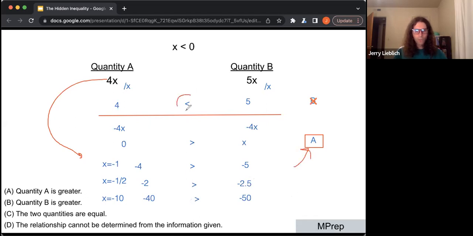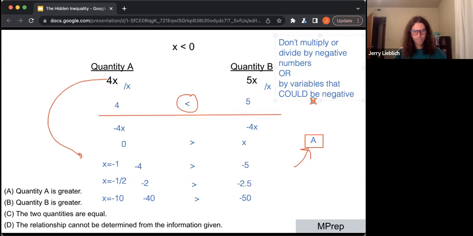So the question is, what went wrong over here? This comes back to what I was saying before about how when we're doing these, we don't multiply or divide by negative numbers or by variables that could be negative. So in this case, I'm told explicitly that x is negative. So I really want to avoid multiplying or dividing for exactly this reason. It gives me the wrong answer. Subtracting, adding, always good. Multiplying or dividing, no good.